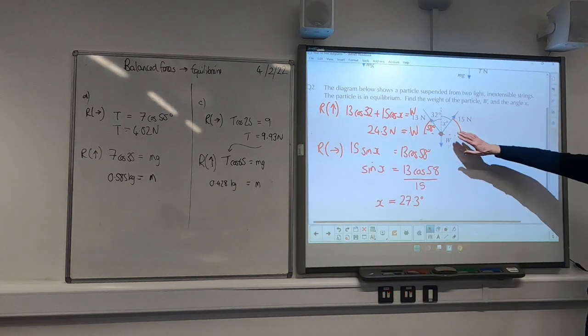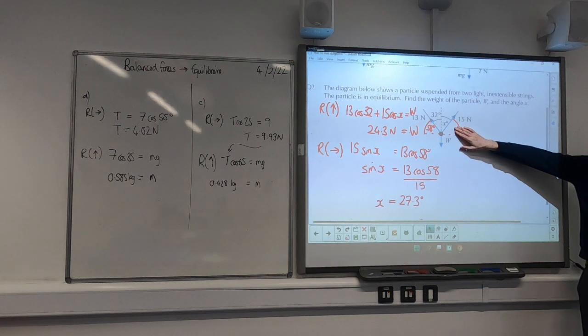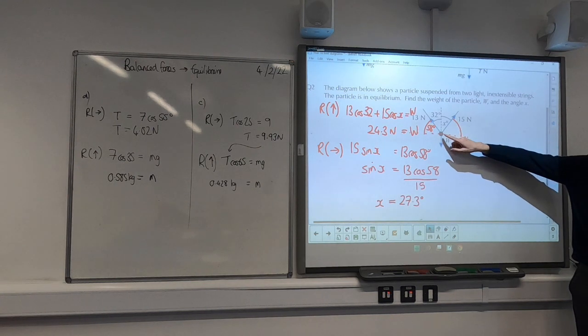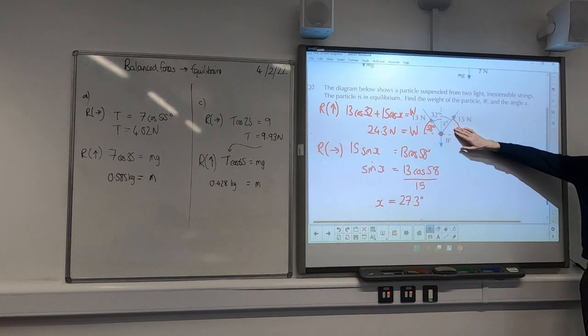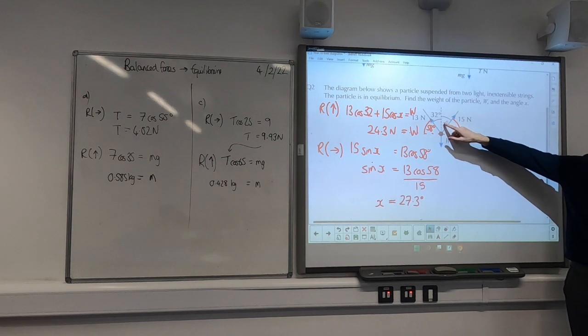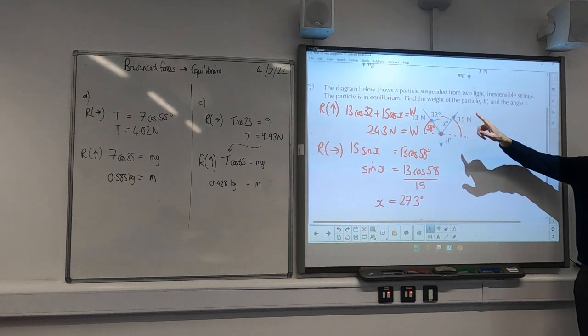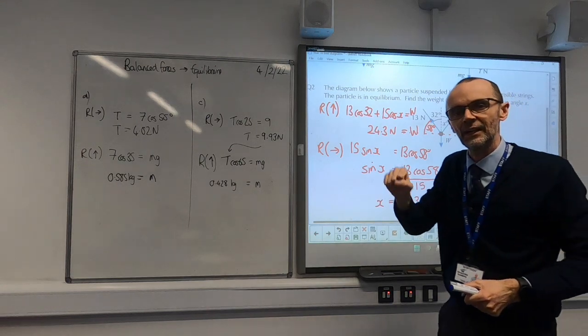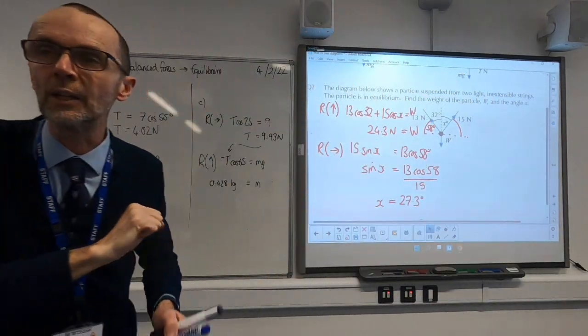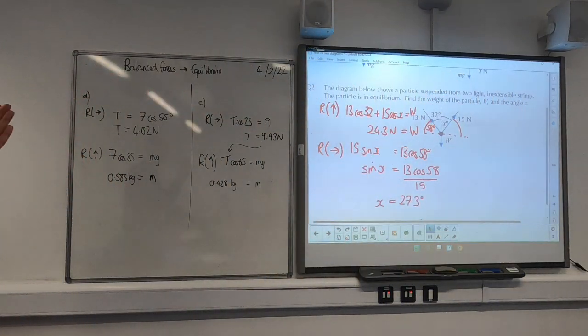So in this question here, I really wanted to know that angle because it would have been 15 cos that angle. But if you don't, but you know this angle, or you've got a letter for that angle, you can use the sine. Cos when you know the angle, sine when you don't know the angle, but you know its complement to 90.